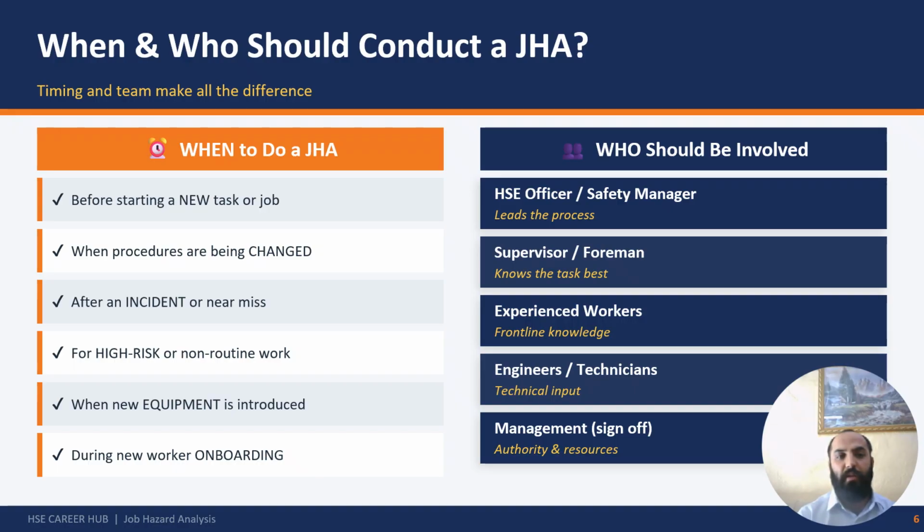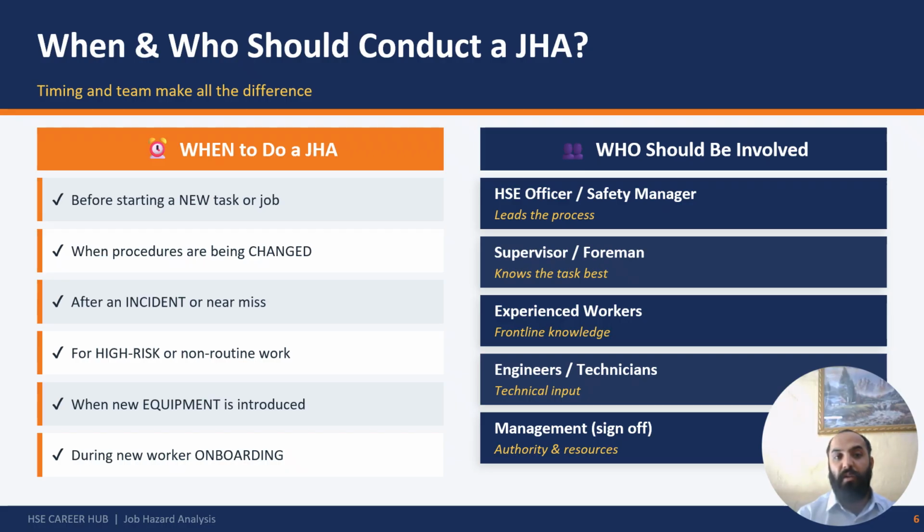And this is the part where I see the biggest mistake in the industry. So many companies, the HSE officer sits in his office or her office, fills in the JHA form alone, prints it out, and hands it to the workers. This is wrong, completely wrong. That kind of JHA will miss the most important hazard.